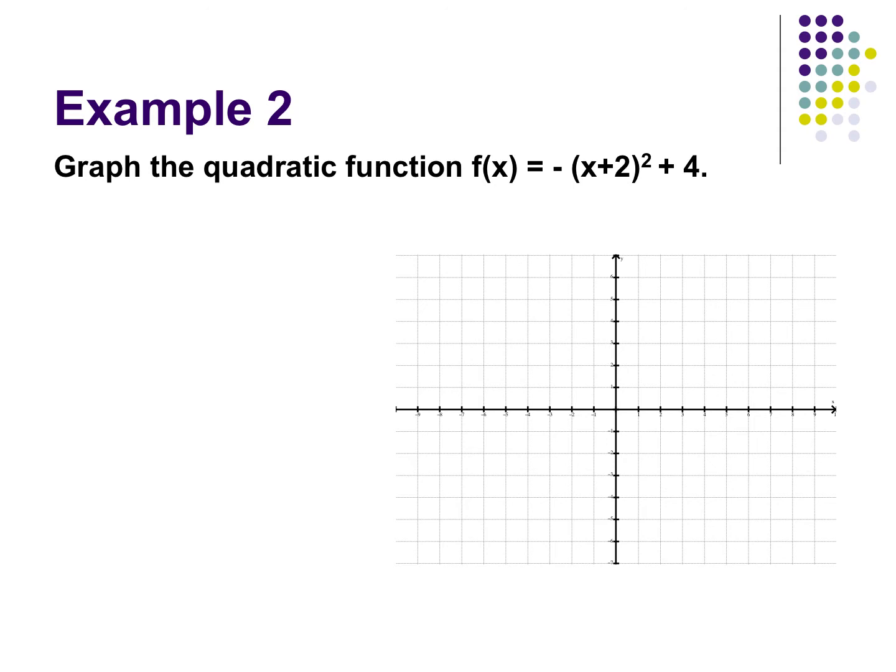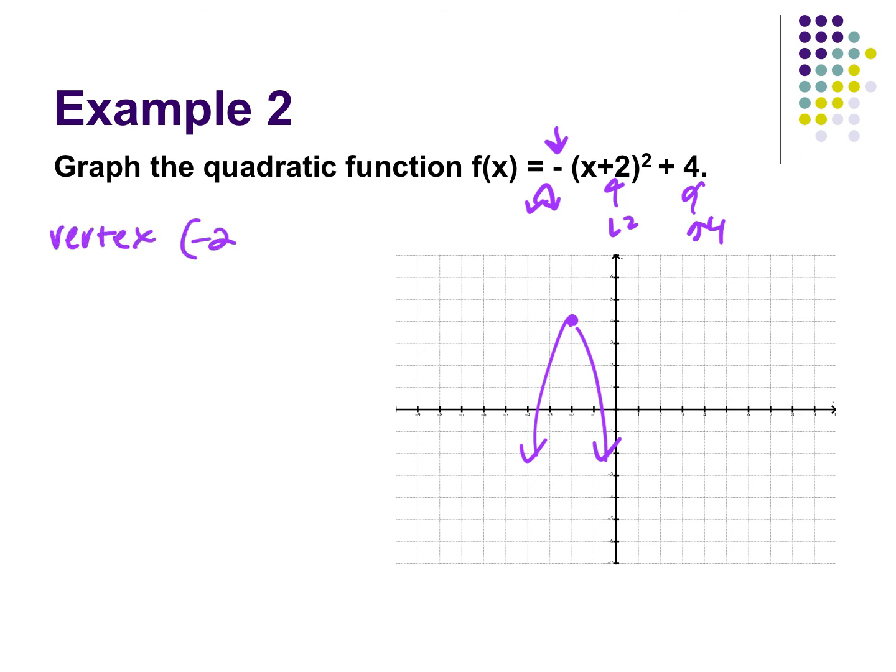All right, we're going to do one more. So tell me what you know about this graph based on its transformations. It opens downward. Left 2, up 4. So I go left 2, I go up 4, and I'm going to point it down. There's my approximation. The vertex was negative 2, 4.